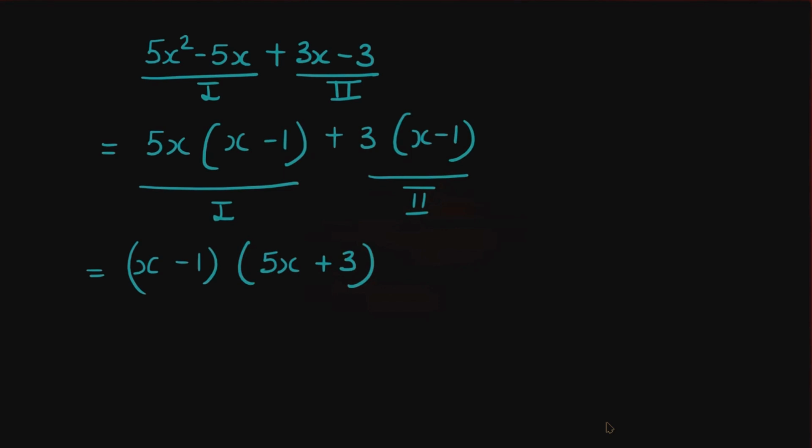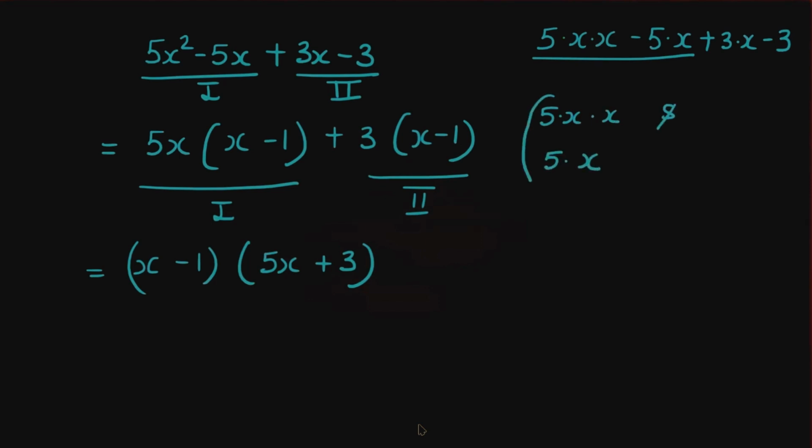If you find it difficult to take common from the first part and the second part, then you can expand the terms. For example, 5 into x, 5x squared minus 5 into x plus 3 into x minus 3. Now it's very easy to find out what is common. In 5x into x and 5x, we have 5 common, we have x common. That's why we have taken 5x common from 5x squared and 5x.